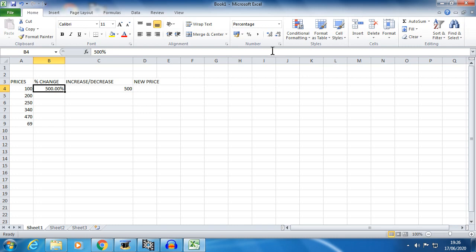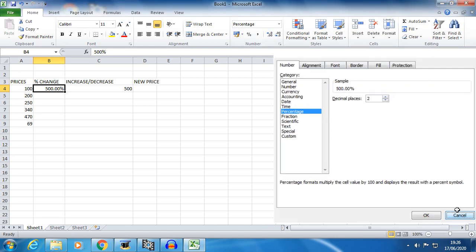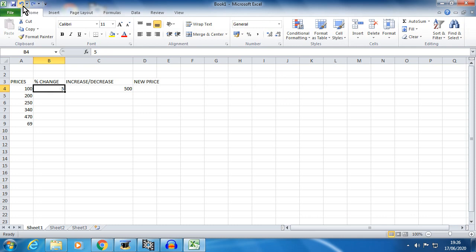So what we have to do is plan ahead. So I'm going to undo that actually. And then instead of putting 5 and then changing it to percent here, what you do is you just type in 5%. That's the way to do it. 5%.